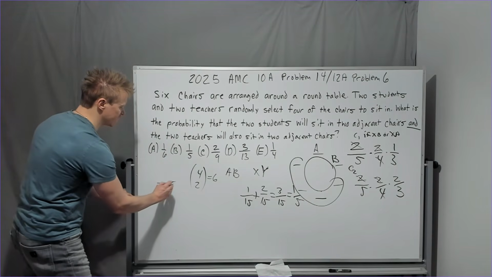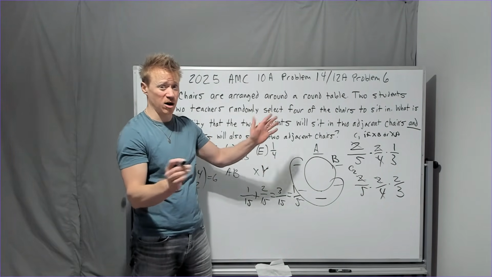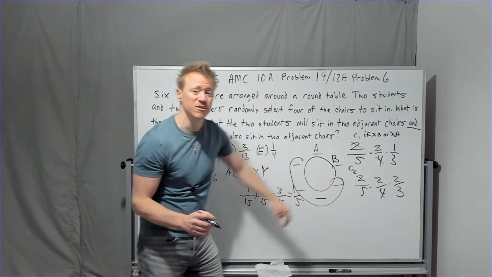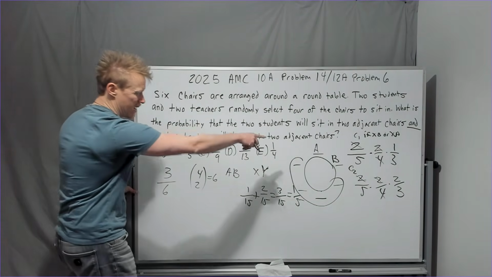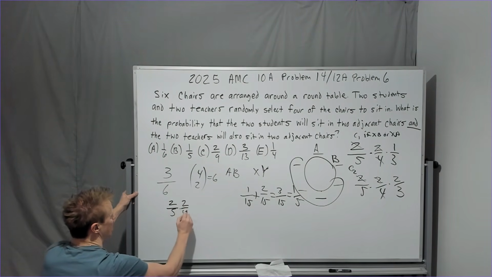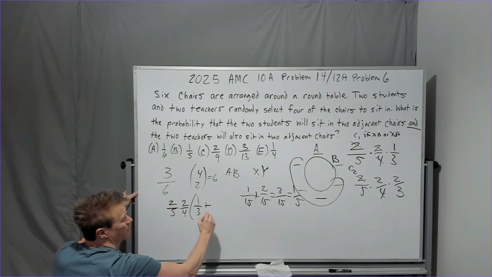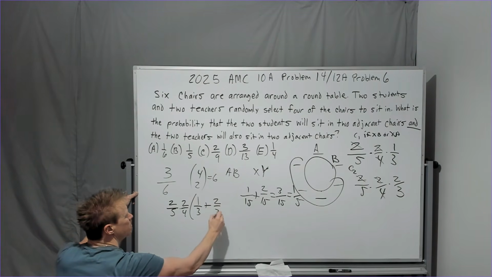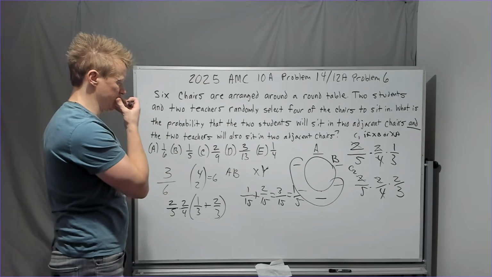And so out of 6, how many of those seats would have been adjacent without regard to order? These 2, and these 2. And that, of course, is 3 out of 6. If you look back at our work over there, if we had just factored out 2/5 times 2/4, we would have had 1/3 plus 2/3.